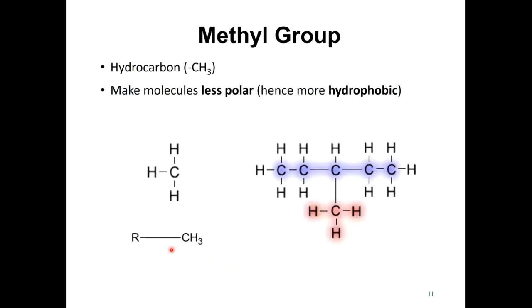The second group we're talking about here is a methyl group. Now, a methyl group consists of a carbon and 3 hydrogens attached to it, and these will be attached to another carbon site, for example, this hydrocarbon here or another molecule there. Now, these bonds are non-polar, and therefore this functional group will make anything that it gets attached to less polar than it was before, so more hydrophobic.